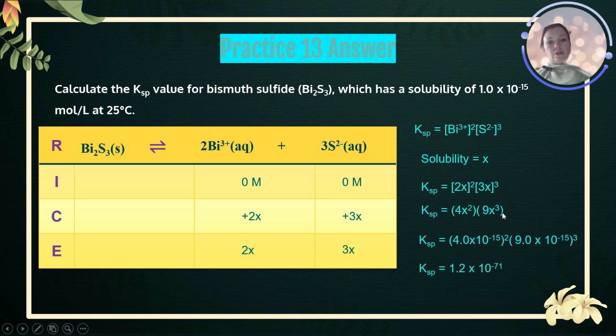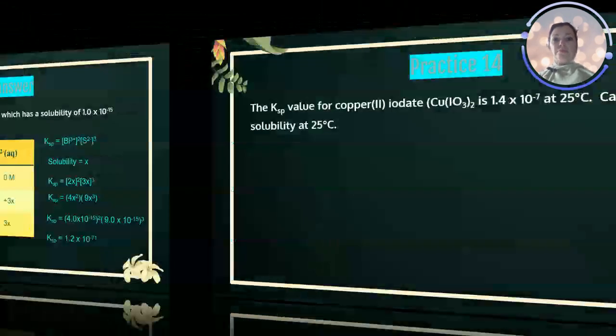Then when you do that math in your calculator, you get that your Ksp is 1.2 times 10 to the negative 71st. Very, very low. We would consider this insoluble. That is an extremely low number.